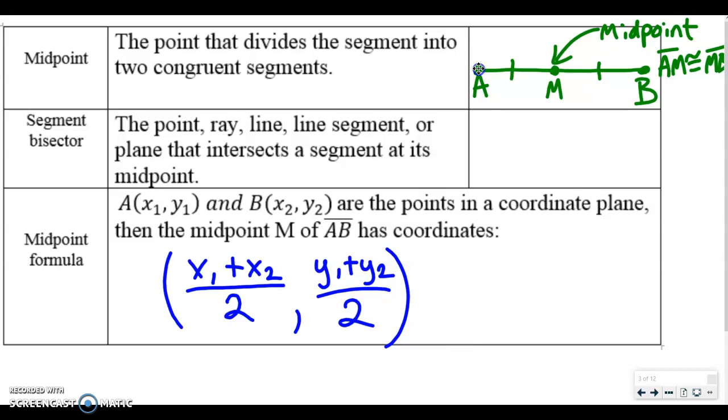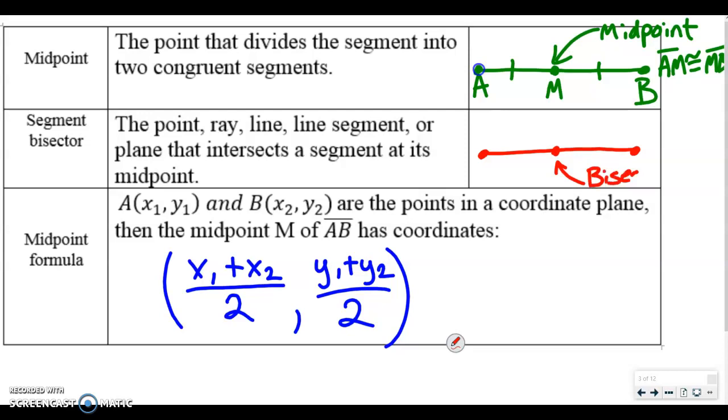All right, the segment bisector. So this is a little bit different. It is the point, ray, line segment, or plane that intersects a segment at its midpoint. So if we have our segment, whatever is intersecting at the midpoint is a bisector. So the midpoint is not the bisector unless it's the point itself. It can be the bisector too.